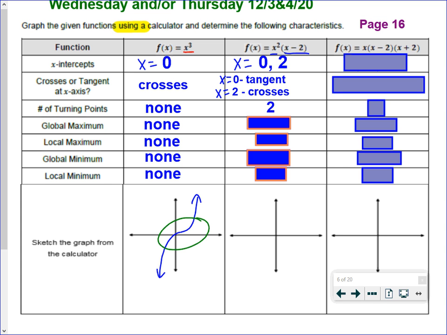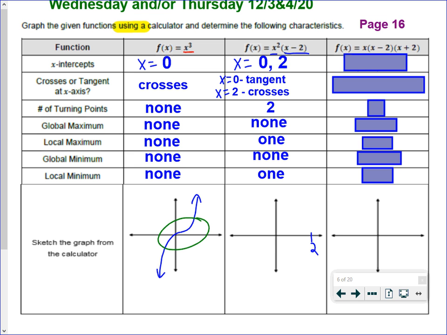Do we have any global maximums? We have no global maximums. We have one local maximum. We have no global minimums, and we have one local minimum. If you compare to the graph that you should have up on Desmos or on your graphing calculator, we can see we have a relative or local maximum and a relative or local minimum. And our function is going to look something like this.